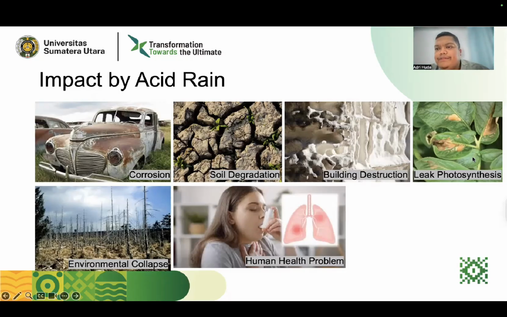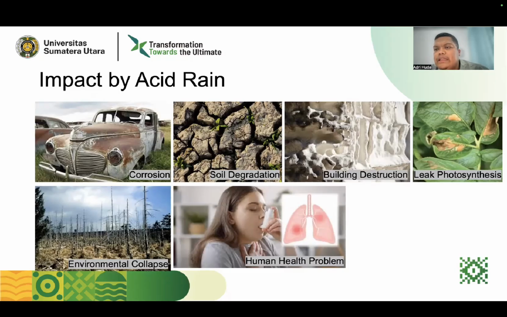In the area of forest, for example, or the open space area where there's a lot of plants, the acid rain also gives some effect for the plants. As we can see here, the leaf of the plants get burned or get brownish on the area of the leaf, indicating that the leaf itself gets destroyed by the presence of the acid rain.